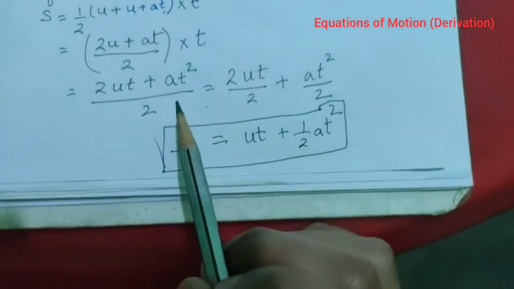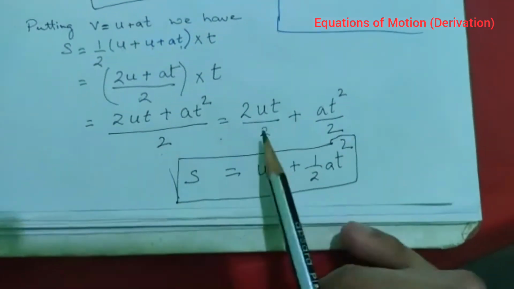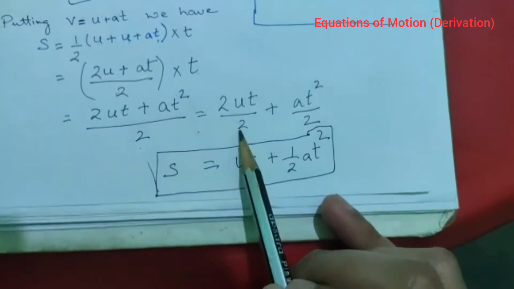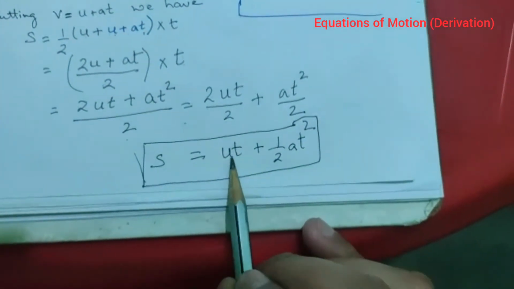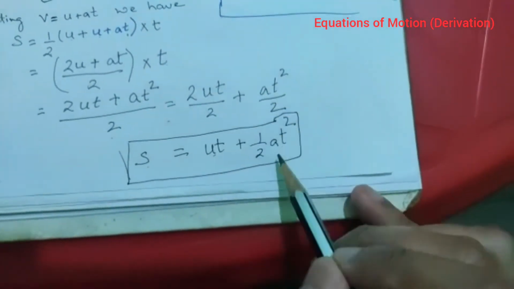If you simplify it further, you get 2ut plus at square upon 2. Then we write the denominator individually, 2 and 2 cancel out, this 2 is left, so we have s is equal to ut plus this 2 we are writing separately as half at square. So this is the derivation for this equation.